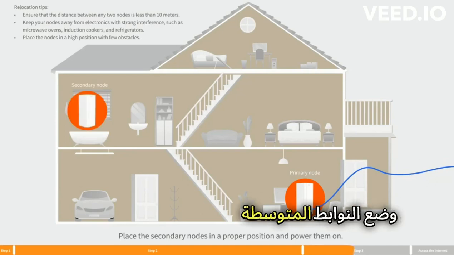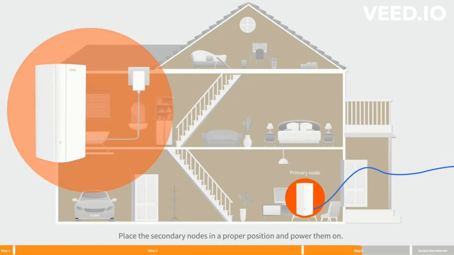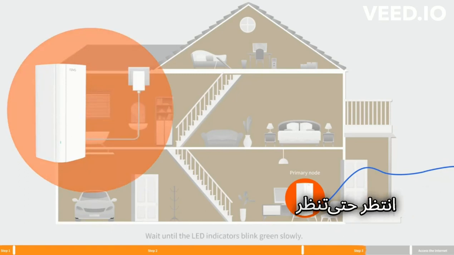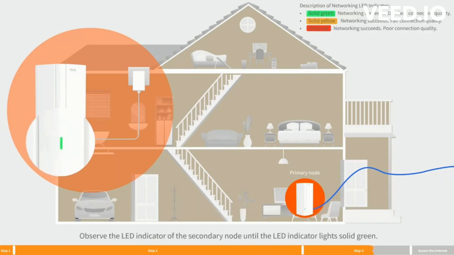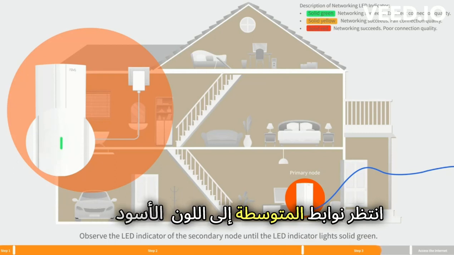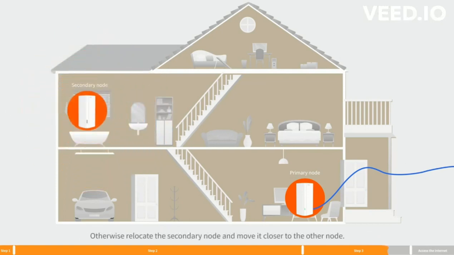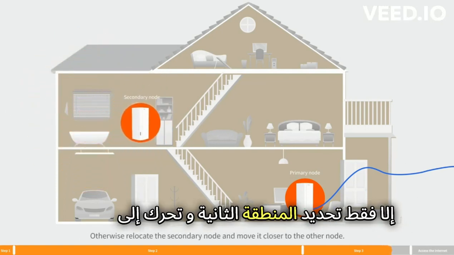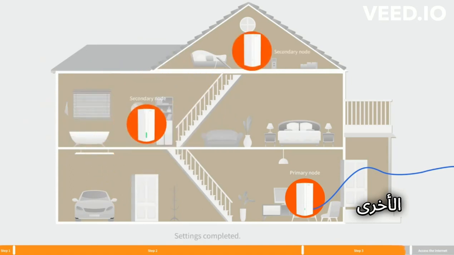Place the secondary nodes in a proper position and power them on. Wait until the LED indicators blink green slowly. Observe the LED indicator of the secondary node until it lights solid green. Otherwise, relocate the secondary node and move it closer to the other node. Settings completed.